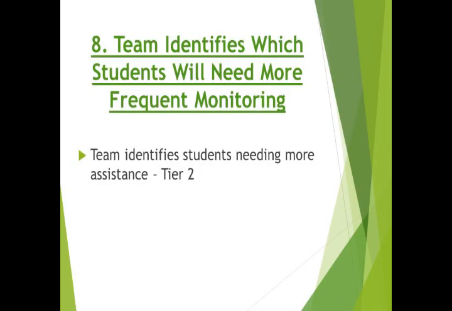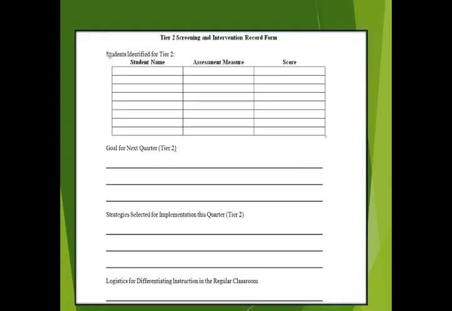After identifying Tier 1, we're going to make sure that we take a look at our Tier 2 student needs. In that case, we're going to be listing the name of each student at Tier 2, the assessment measure that they were deficient in, and the score they received. We'll set a goal for next quarter, just as we did for Tier 1, and then we're going to select strategies for implementation, document those logistics as needed.